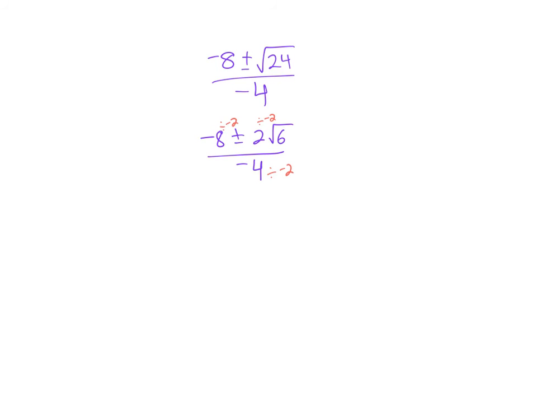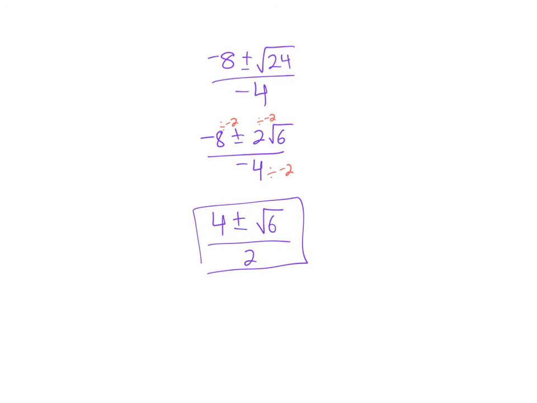So then I will have negative 8 divided by negative 2, which is a positive 4. The 2 divided by negative 2 is a negative 1, but since I have the plus or minus, I'm just going to make it root 6, and then negative 4 divided by a negative 2 is a positive 2. So we're going to say that 4 plus or minus root 6 all over 2 is the simplified version of the expression negative 8 plus or minus root 24 over negative 4.